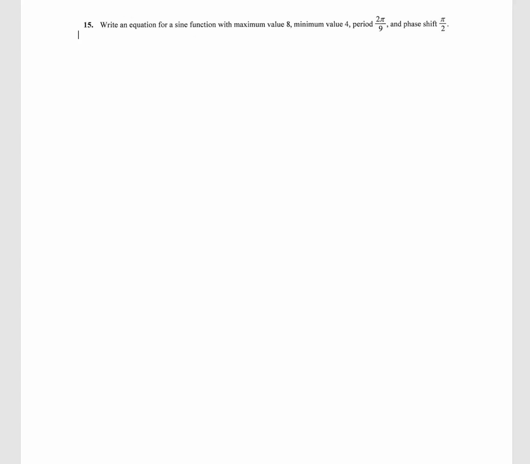Question 15 asks us to write an equation for a sine function with a maximum value of 8, a minimum value of 4, a period of 2π/9, and a phase shift of π/2.